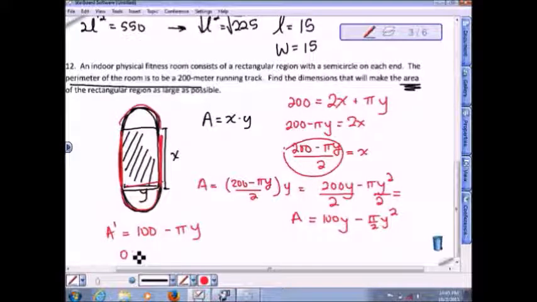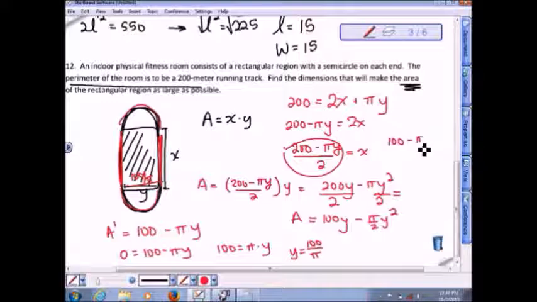So if we set this equal to 0, that means that 100 equals pi times y. Divided by pi, y equals 100 over pi. That's this part right here, 100 over pi. Now, to find x right here, if we wanted to again make this a little bit easier, x is equal to 100 minus pi over 2 times y.